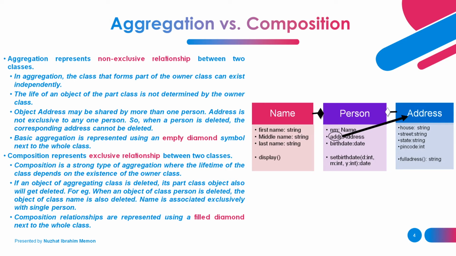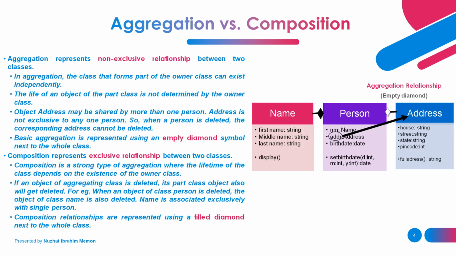The life of an object of the part class is not determined by the owner class. The life of the address class is not determined by the person class. Or we can say that aggregation implies a weak relationship where the child can exist independently of the parent. Here you have to remember aggregation is represented using an empty diamond symbol next to the whole class, and it is a non-exclusive relationship. Now we will see the concept of composition.